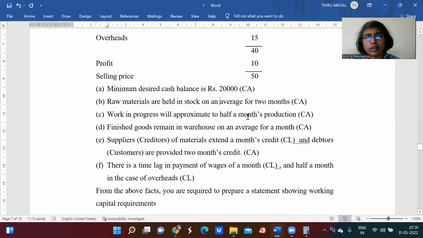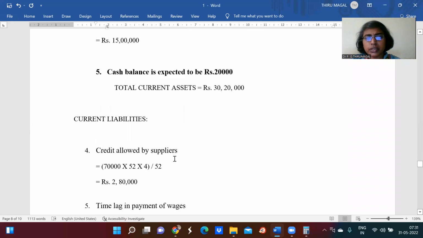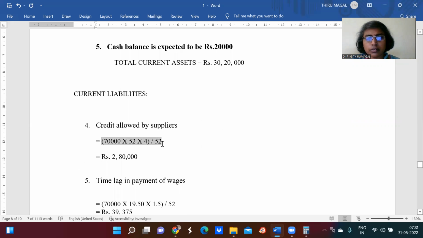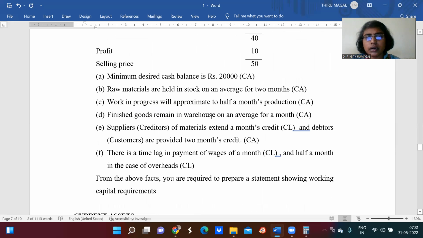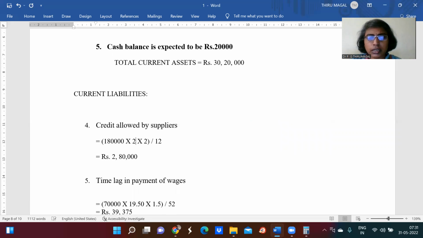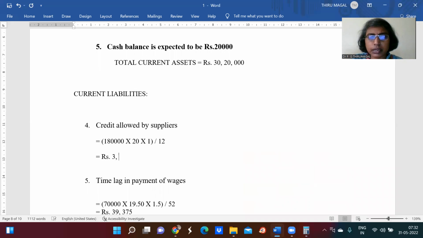Then the current liabilities. What are the current liabilities given? The supplier or creditor, lag in wages and lag in overheads. So we can use here the credit allowed by suppliers. The number of units will be 1,80,000. The same template we can use here. Since it is a supplier, raw material cost per unit is 20, and supplier credit is 1 month, so 20 should be multiplied with 1. Comes around 1,80,000 multiplied with 20, the whole divided by 12. That is 3 lakhs. Credit allowed by supplier is 3 lakhs.